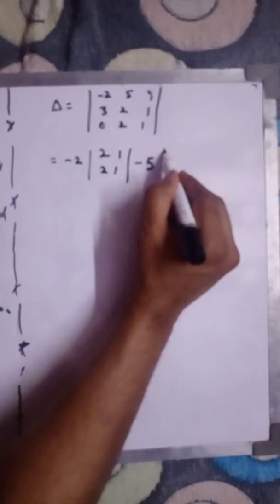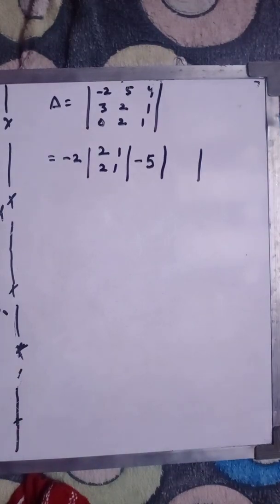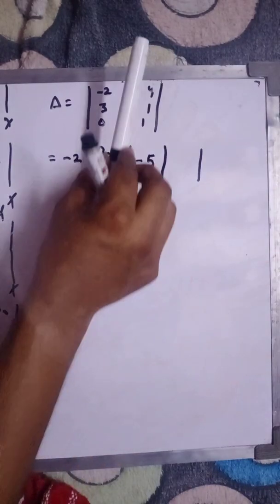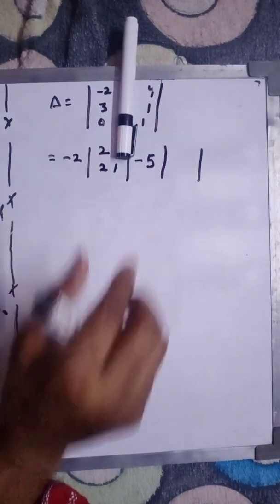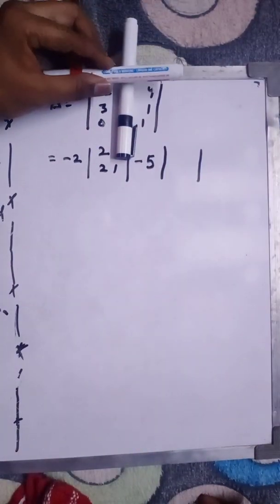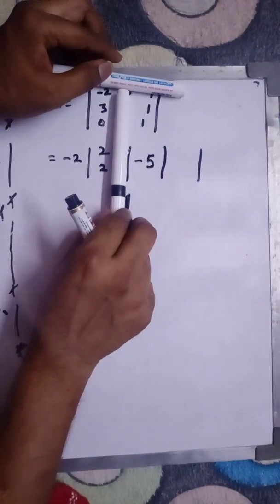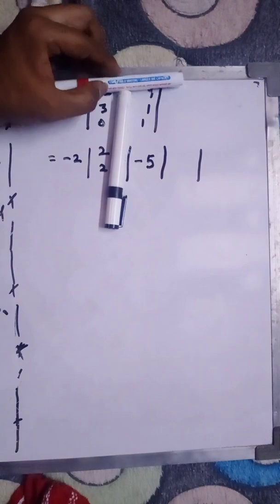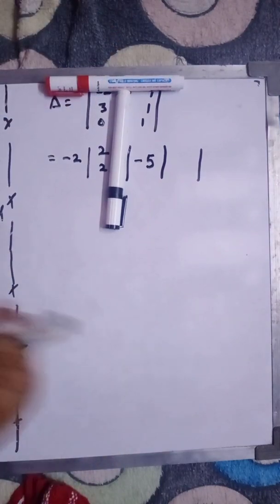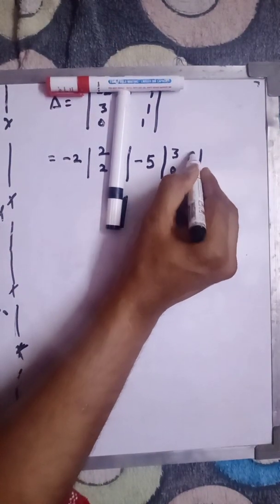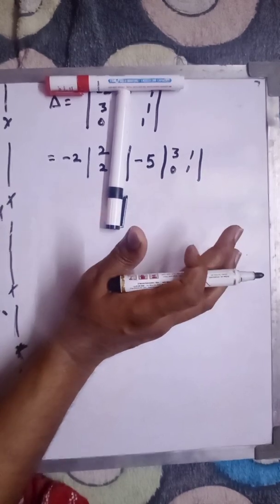-5, and then you have to write again these brackets, and now you have to again see in which column and in which row it is coming. So the column in which it is coming is this, and the row in which it is coming is this and this. Fine. So your elements are 3, 0, 1, 1. Are you getting my points?